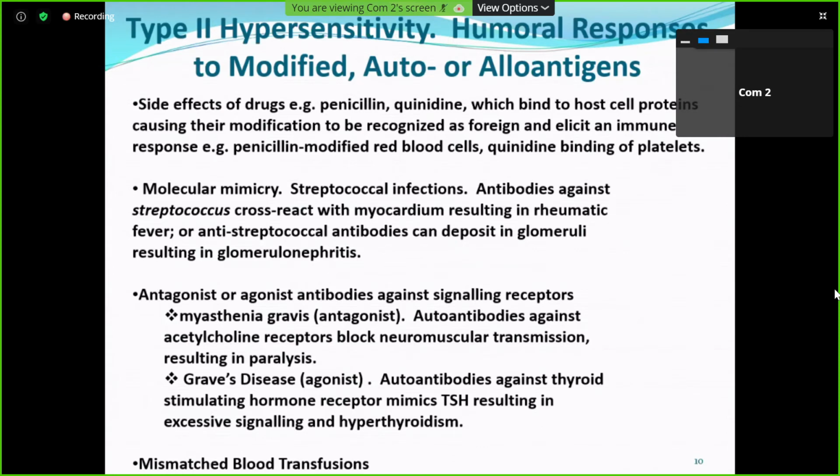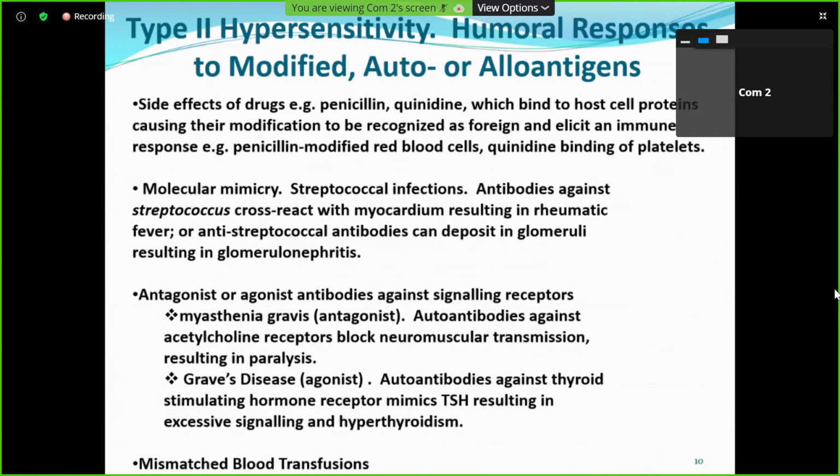So that is one mechanism of the pathology in type 2 hypersensitivity, is damage to the cells or tissues due to complement. The other is where the antibody, if it is binding to particular receptors, acts like an agonist or an antagonist. So it mimics the effects of the ligand.